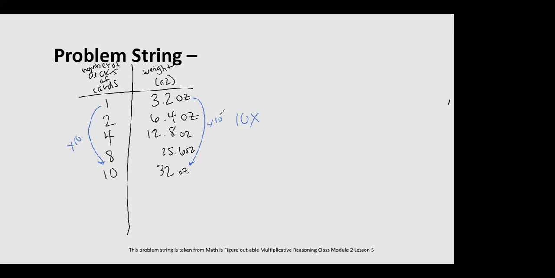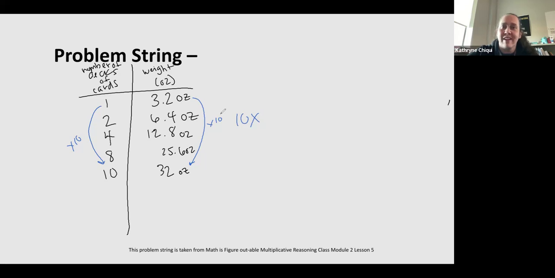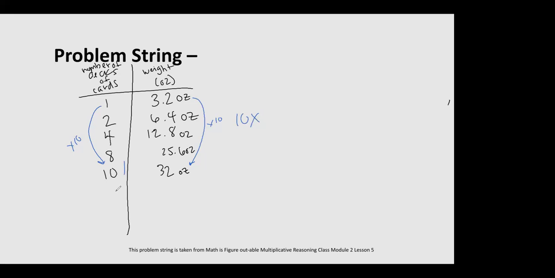So when I'm doing the problem strings, I'm very much asking participants and students, if you're choosing to multiply by 10, I want to know why. Why did you make that choice? You needed 10 times as many decks, and you know what one deck weighs. So you need 10 times as many to get to the weight of 10 decks of cards. Yeah, tell me more.